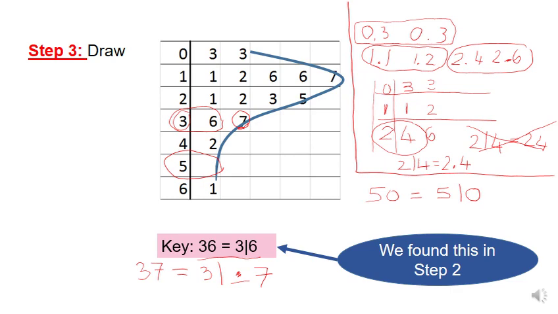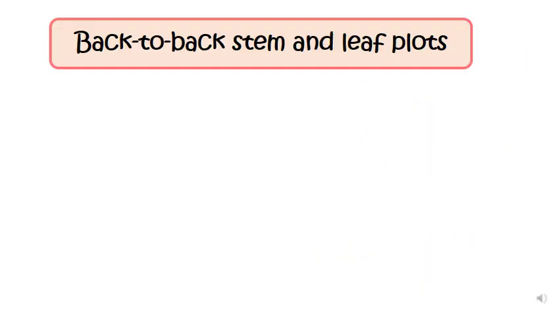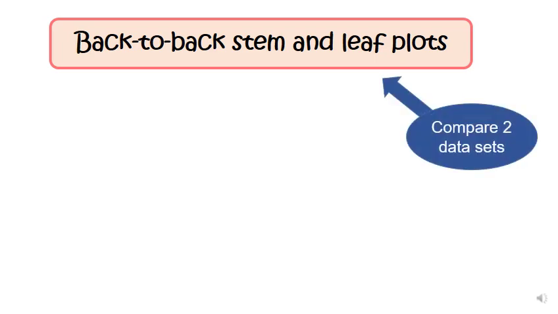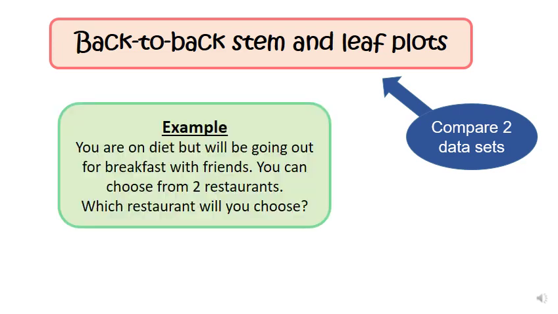Taking this a step further, we can look at a back-to-back stem and leaf plot. Okay, so this is sort of like an extension. In this here, we're going to compare 2 data sets. So let's look at an example. You're on a diet, but you'll be going out for breakfast with friends. You can choose from 2 restaurants. You've got to decide which of the restaurants you'll choose.